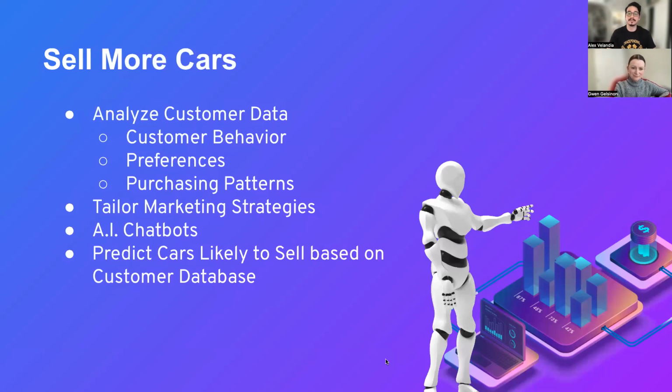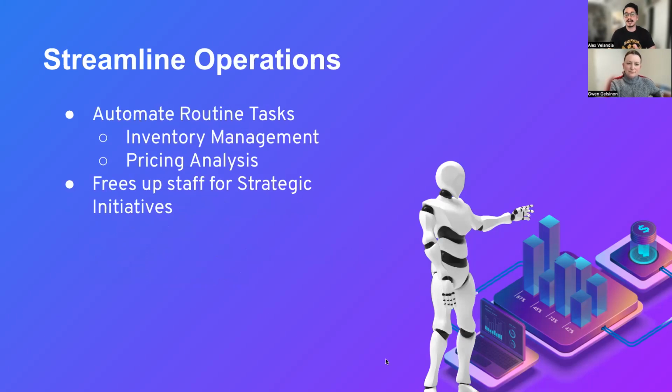AI can also be used to predict which cars are most likely to sell based on factors like location, customer demographics, and time of year. This can help dealerships make more informed inventory decisions and optimize their sales strategies to increase revenue. In addition to helping dealerships sell more cars, AI can also streamline their operation. For example, AI can be used to automate routine tasks such as inventory management and pricing analysis. By automating these tasks, dealerships can reduce the amount of time and resources required to manage their operations and free up the staff for more strategic thinking.